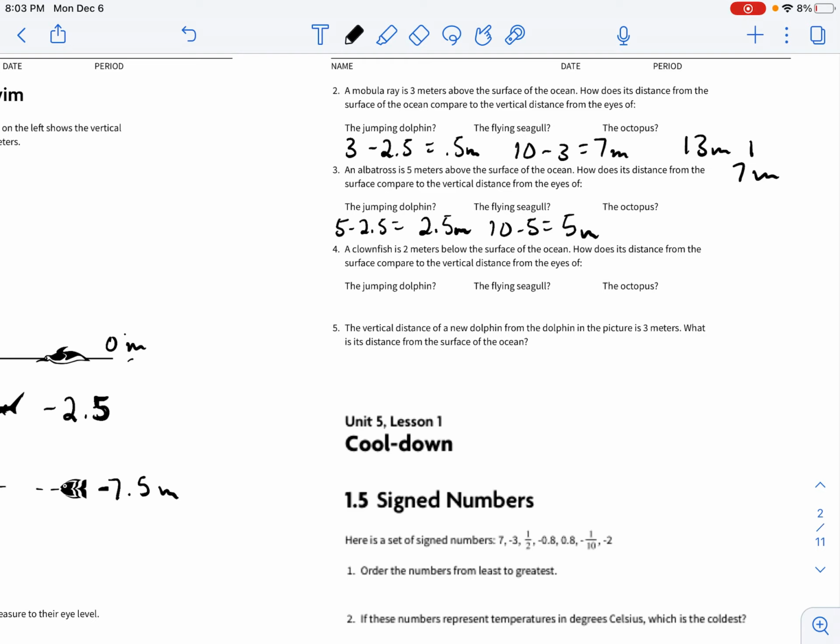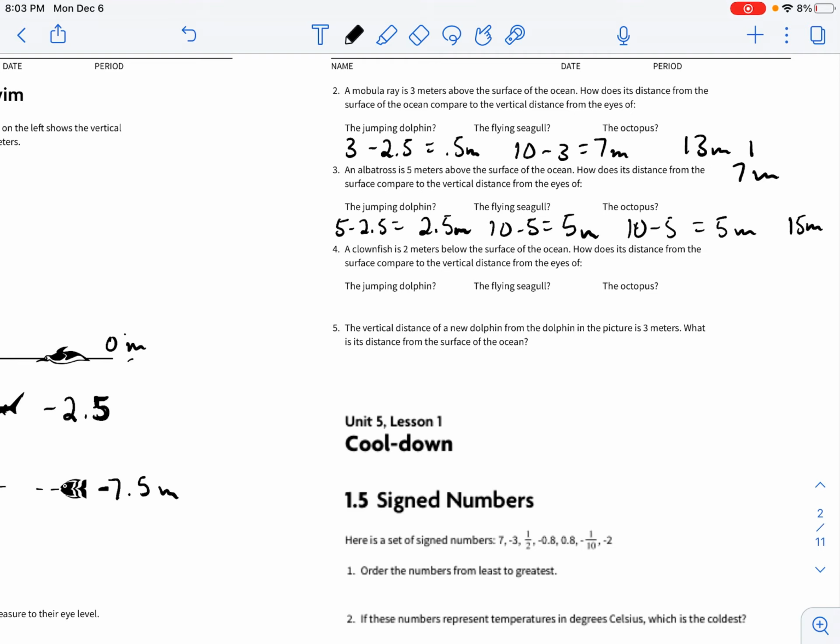And then the octopus, it is, once again, 10 minus 5. So it's 5 meters closer to the surface of the ocean. Or you could say it is 15 meters from the octopus. Okay, a clownfish is 2 meters below the surface of the ocean.